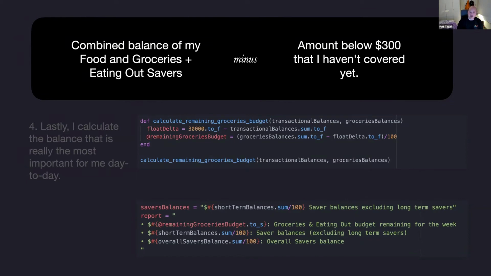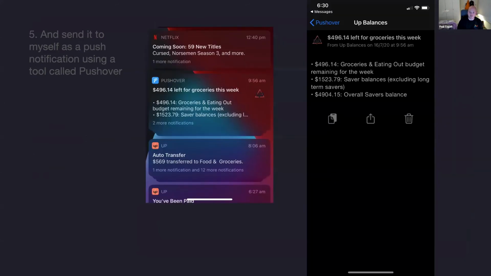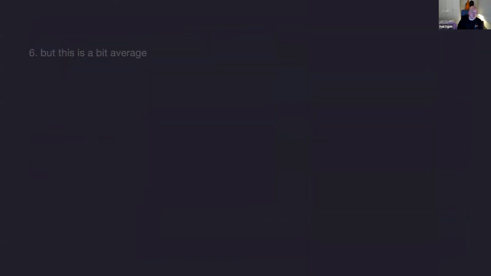So basically, I combine all of that information into a little report, and then I send it to myself using a push notification using a tool called Pushover, which I found really awesome. And this is what I get out of it. So, every 3 hours now, I get a little notification telling me how much I have left for my groceries and eating out budget for the week, and then what my overall savers balances is, and then all my overall balances. And that's kind of cool, but it's also a bit average.